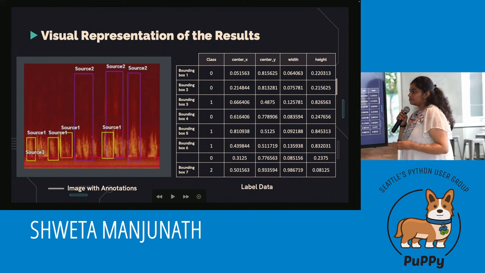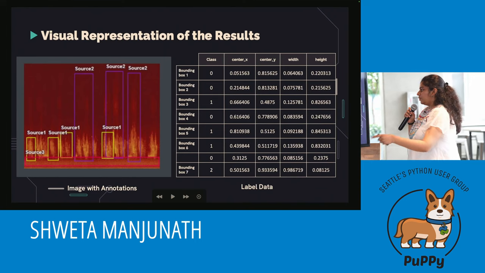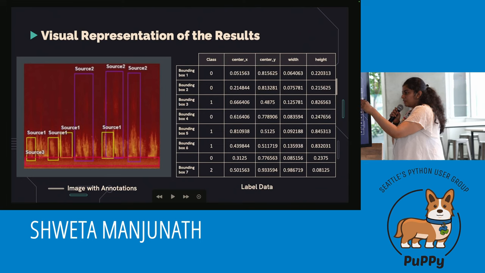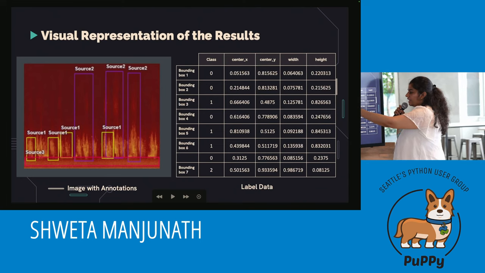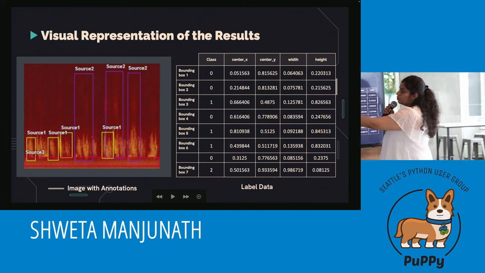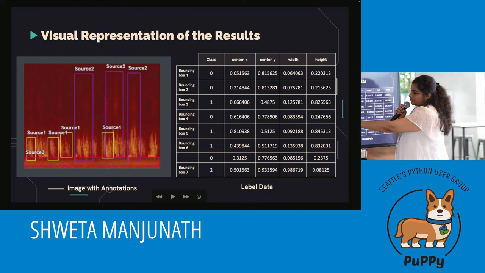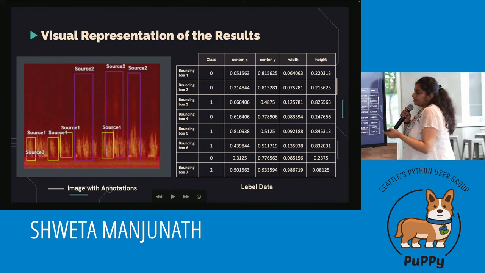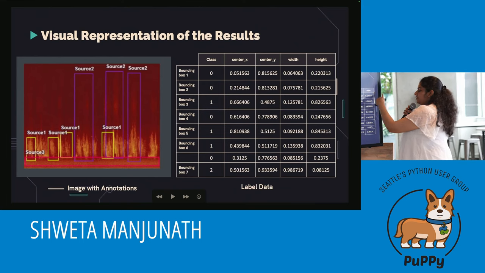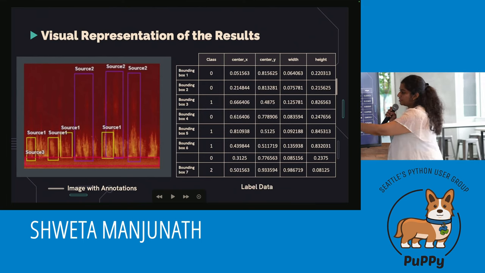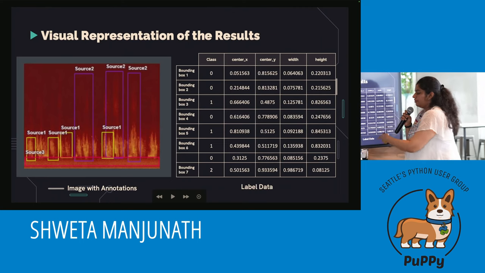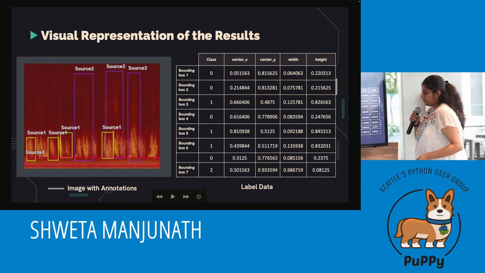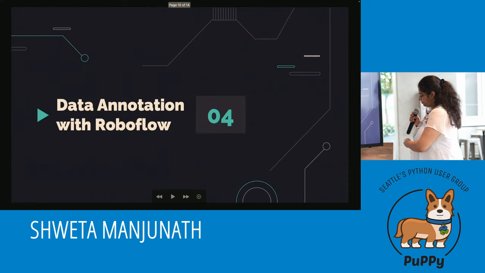So YOLO V8 is going to give you a .json file with all of this information. It gives you each of these bounding boxes and the class that it belongs to. The class would be the source that we attributed to each of these signals. All of these coordinates will be the centers of the bounding boxes, and this is the width. Here you can see there are three different sources, all of them depicted.